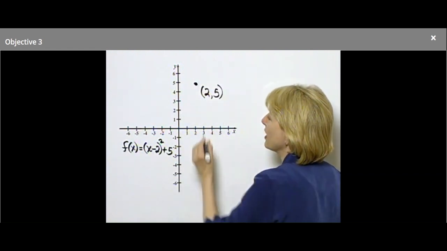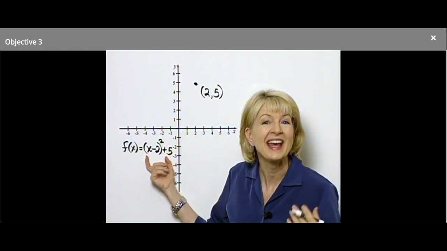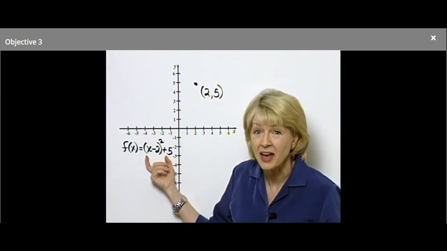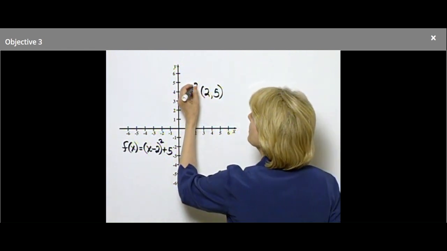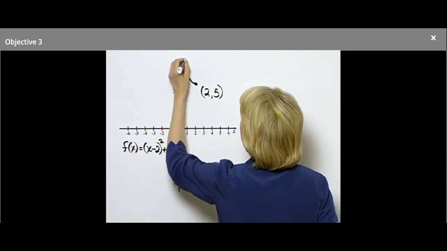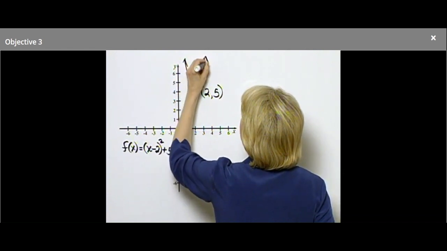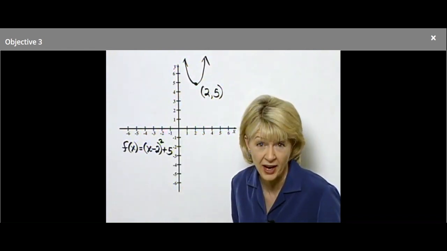(2, 5). It just opens upward and has the same exact shape as that first parabola that I graphed, f of x equals x squared. So just sketch in. That's all we're doing right now is sketching graphs of parabolas.